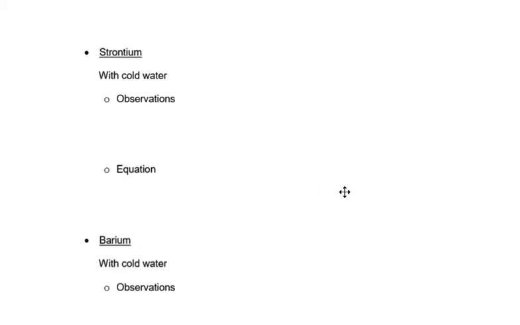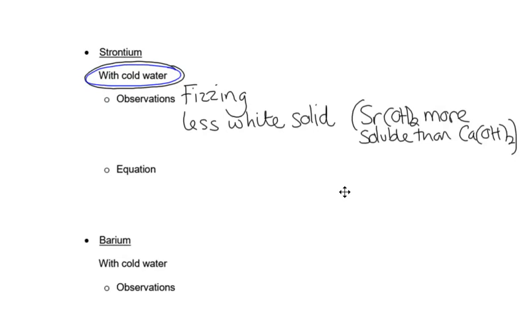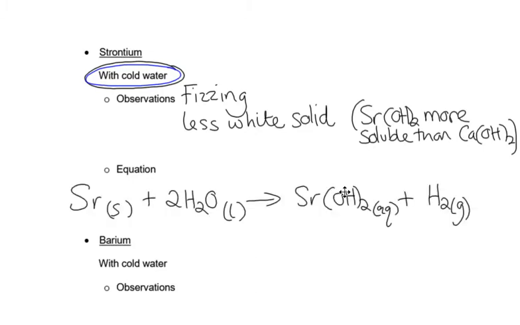Moving further down the group to strontium, again having watched the video for strontium with cold water, you should again see fizzing, less of a white solid, because the strontium hydroxide that you're making is a little bit more soluble than the calcium hydroxide. Hopefully now you can have a go at writing a balanced equation yourself, so you might want to pause the video now and have a go at writing that. There's the balanced equation for strontium with water, again forming strontium hydroxide and hydrogen gas.